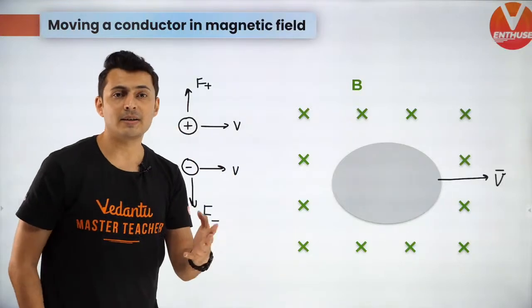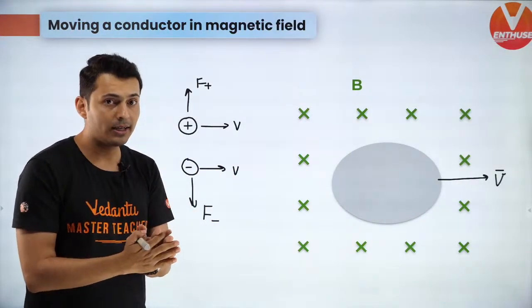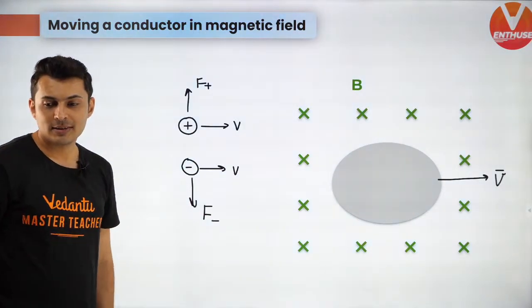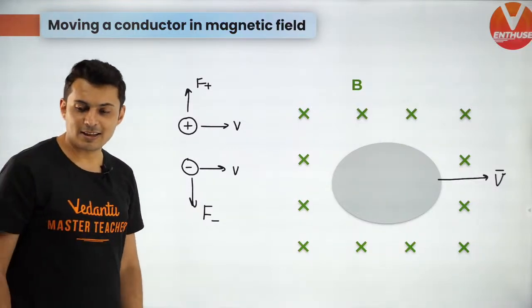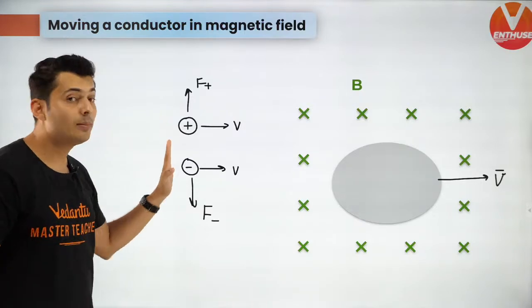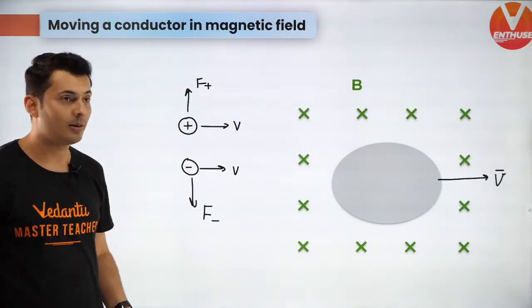Now, in a conductor, who are permitted to move? Protons, which are there in the nucleus, or the free electrons? Who can move? So what will move? Will protons move or will electrons move? Obviously, free electrons will move.